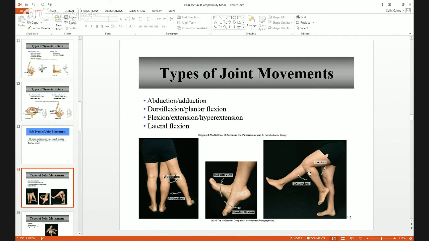Flexion is bending your knee. Extension is raising that knee. Hyperextension means that the bottom part of your lower leg would go past 180 degrees and forward past the knee. There's also lateral flexion. You can flex laterally.